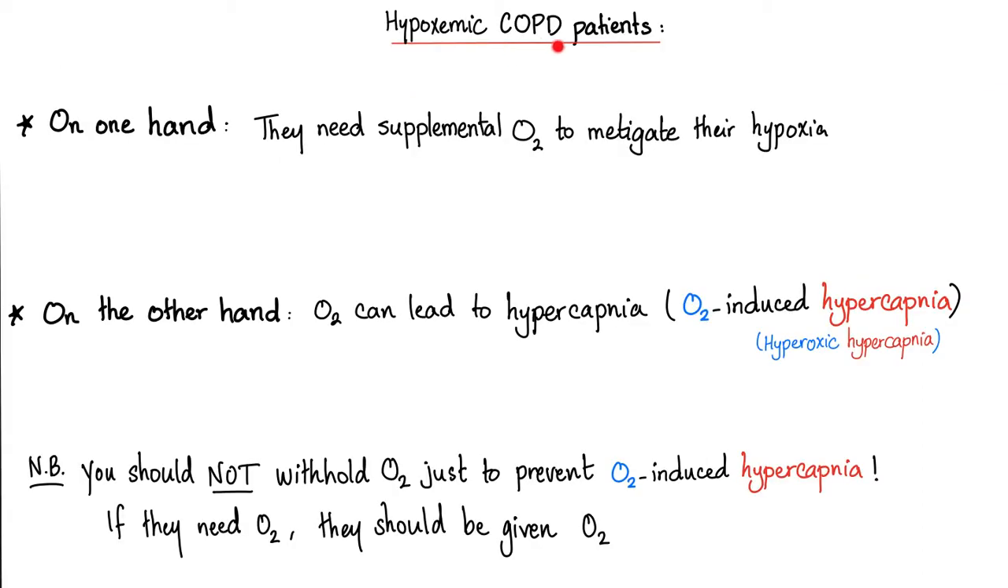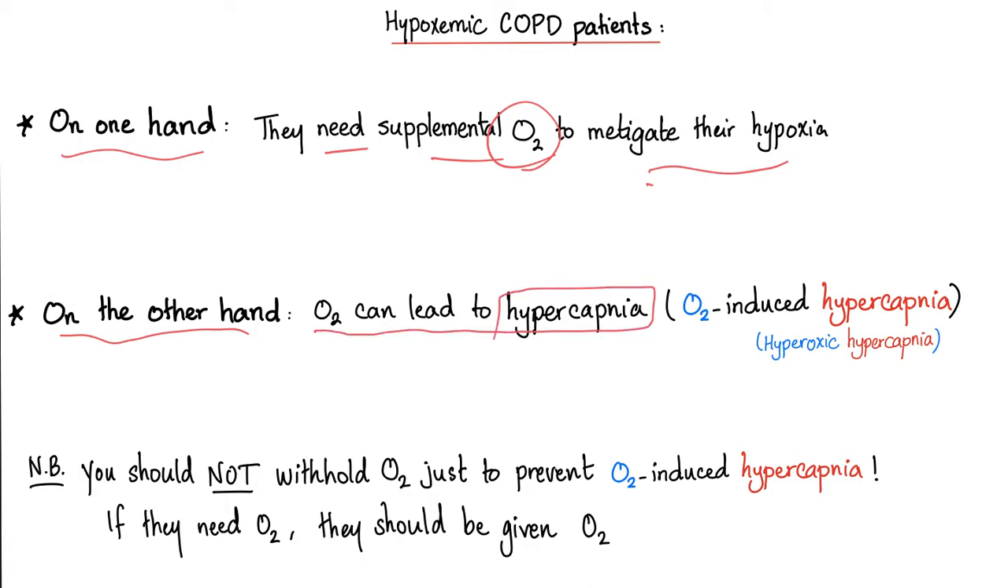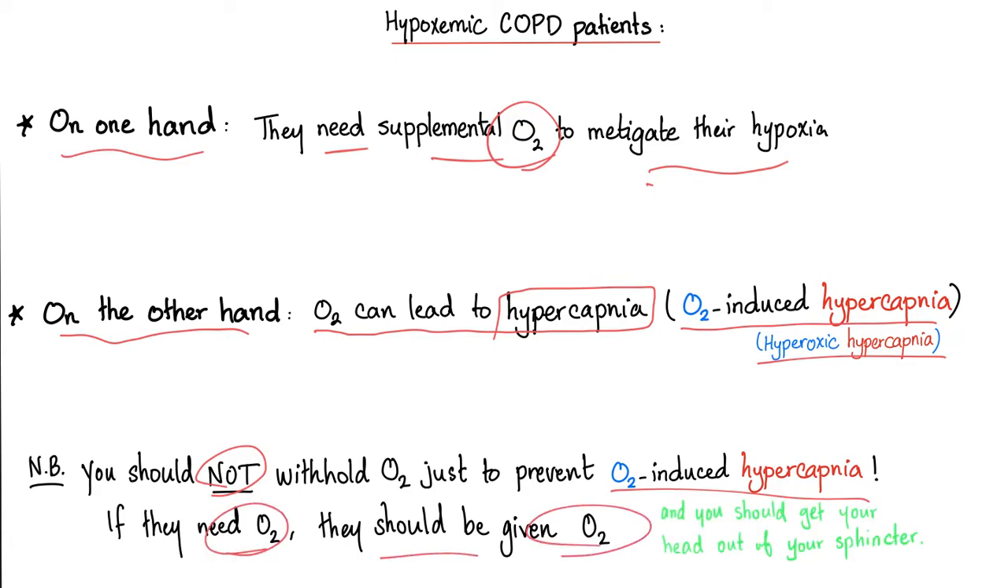Now, patients who have COPD and happen to be hypoxemic, which means they have hypoxemia, which is low PaO2 in the blood, which is one cause of good old hypoxia. On one hand, these patients need supplemental oxygen to mitigate their hypoxia. On the other hand, oxygen can lead to hypercapnia. This phenomenon is called oxygen-induced hypercapnia or hyperoxic hypercapnia. You should not withhold oxygen just to prevent the oxygen-induced hypercapnia. If these patients need the oxygen, they should get the oxygen.